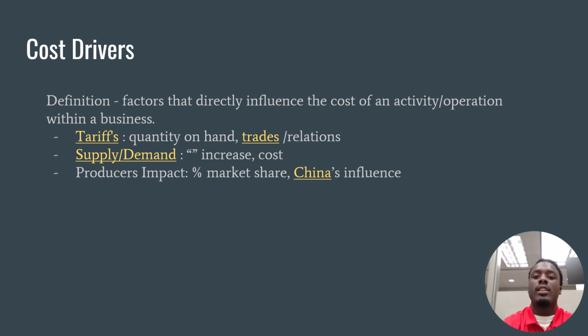I'm Levi. I'm going to look at some of the cost drivers and how they affect the steel and aluminum production around the world. So, first of all, the definition of cost drivers is the factors that directly influence the cost of an activity or operation within a business. So, obviously, this looks at three main things that we found: tariffs, supply and demand, and producers' impact. So, the first one being tariffs.